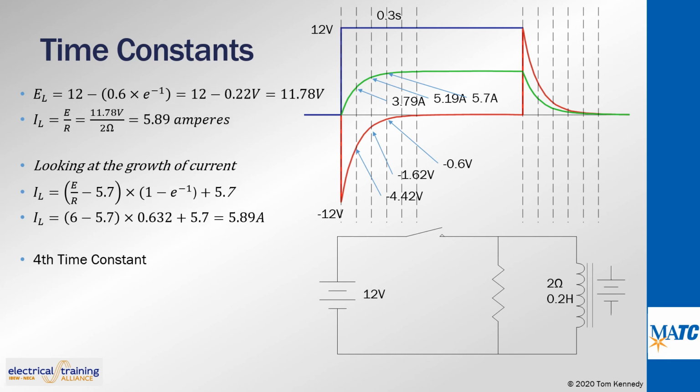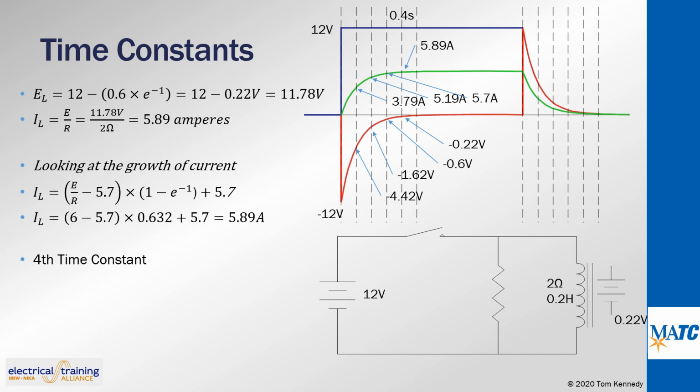During the fourth time constant, the counter-EMF continues to decay. The resulting CEMF will be about 36.8% of the remaining 0.6 volts. The CEMF has now decayed to a value of only about 0.22 volts. The resulting applied voltage acting on the resistance will be about 11.78 volts, which will allow about 5.89 amperes to flow. Looking at the current growth after 4 time constants.